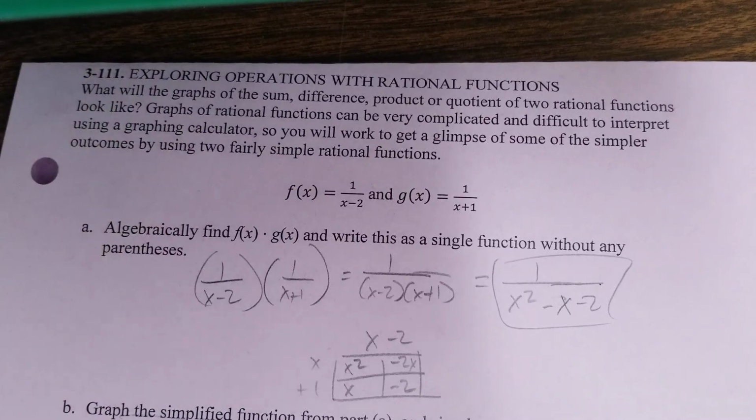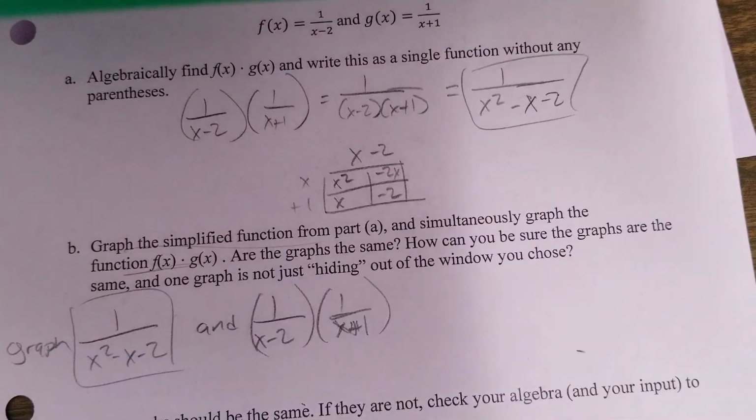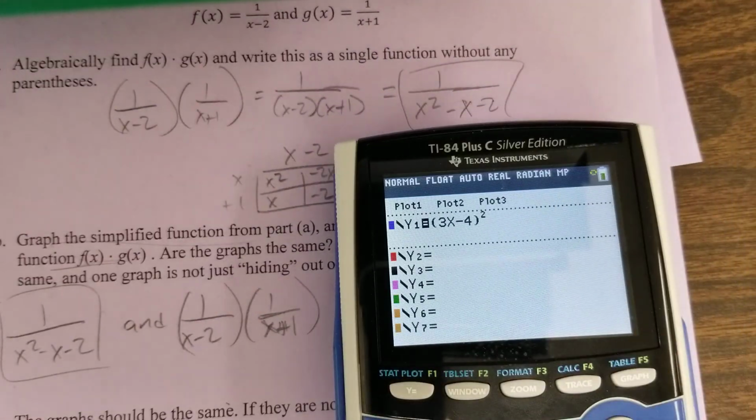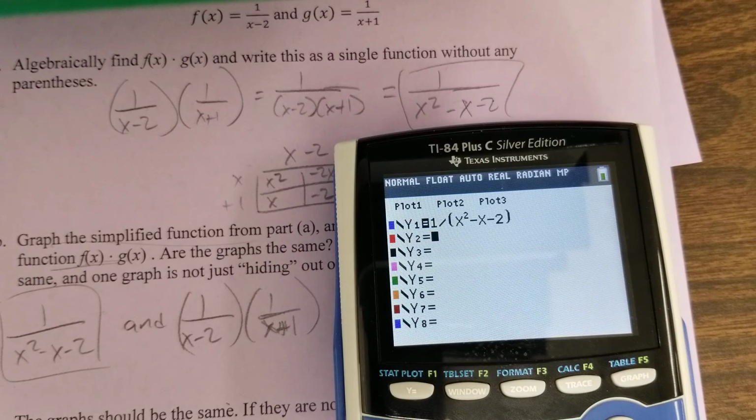Now, keep in mind, when we type this into our calculator, I'm going to pull out our handy dandy calculator here. When I go into y equals, my first one, 1 divided by, make sure to put parentheses around your denominator, x squared minus x minus 2. When I do the other one, parentheses, 1 divided by, make sure to do a second set of parentheses for your denominator, x minus 2, close, close. And then again, 1 divided by x plus 1, close, close.